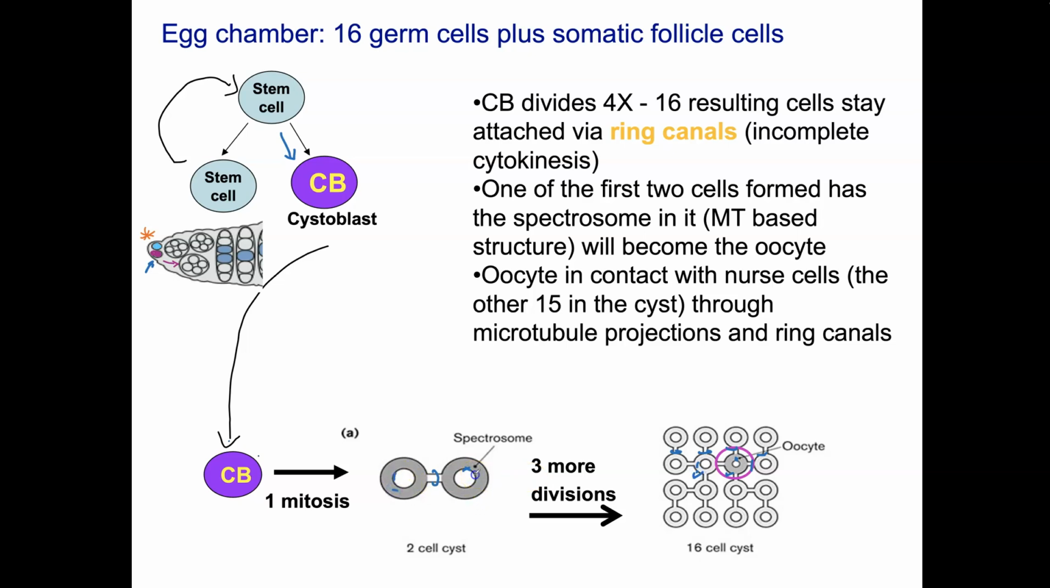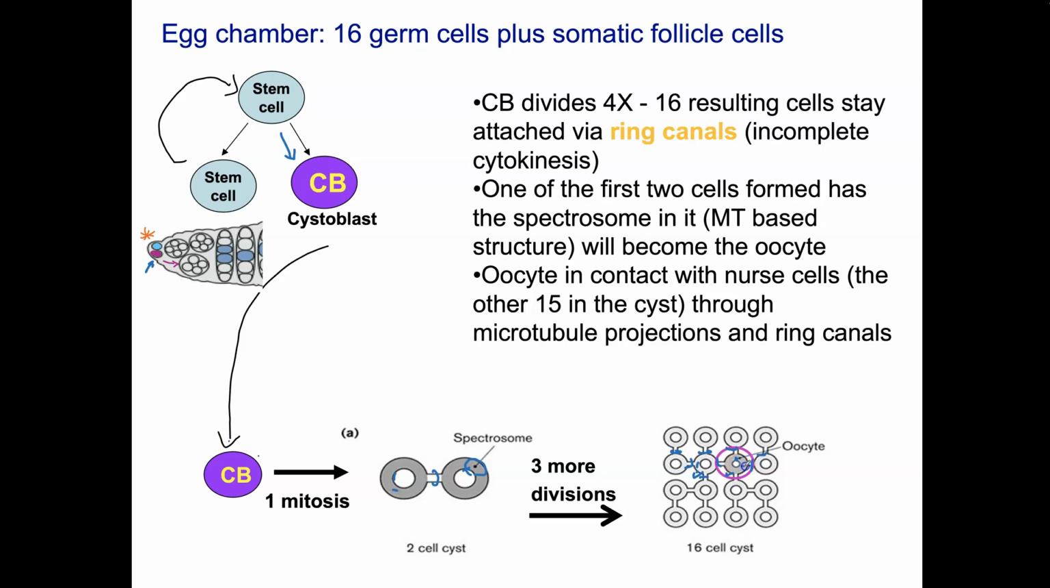And there's a structure inside one of these 2 cells. It's called a spectrosome. It's microtubule based, and if you remember some of your cell biology, it takes part in the formation of a microtubule organizing center. Whichever of these 2 cells has the microtubule organizing center in it is going to form the oocyte. It can be recognized by this visible microtubule-based structure, but it also is one of the 2 cells that has 4 ring canal connections to the others. So it has the maximum number possible of connections to the other cells.